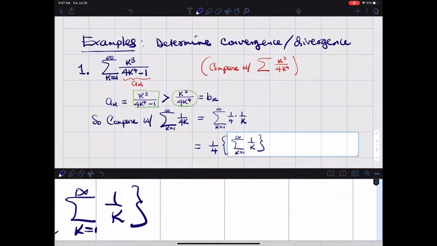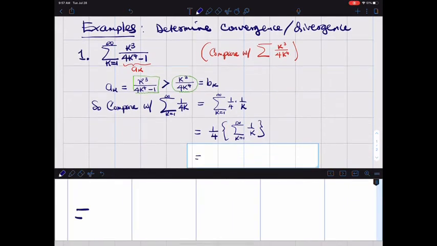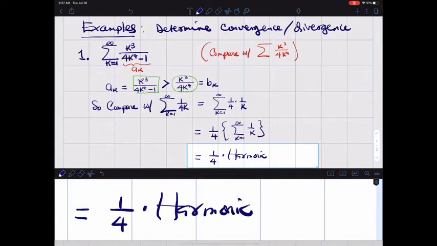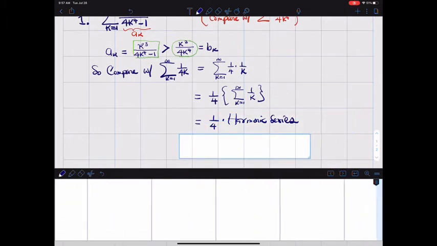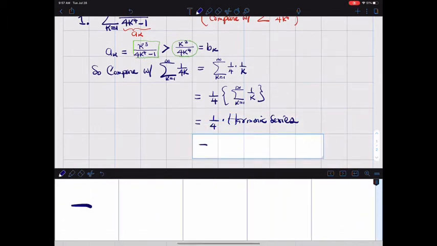This is 1 over 4 times the harmonic series, which we know diverges. Multiplying it by 1 over 4 means it's still going to diverge. You have a divergent series, you multiply by a constant, it still diverges. It doesn't matter what constant you multiply with. It could be 0.00000001. It's still going to diverge. So it diverges.